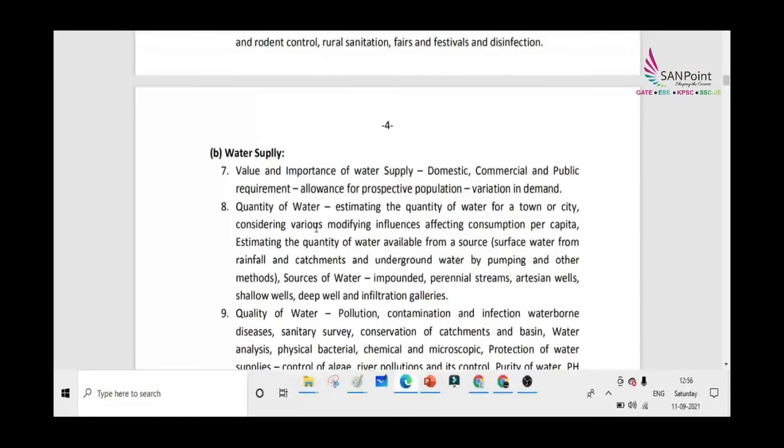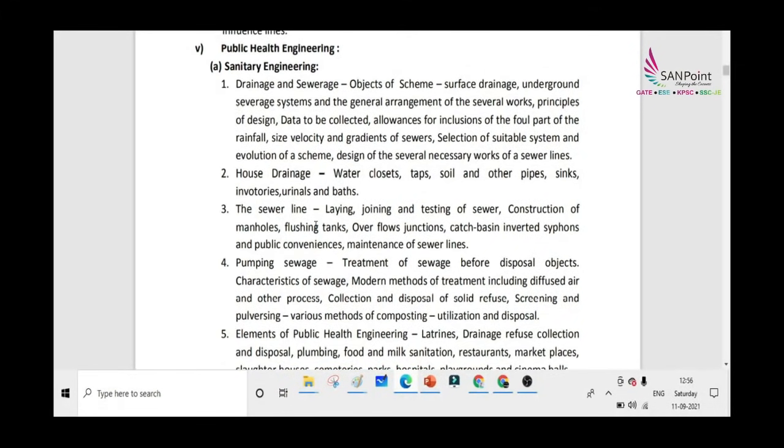Okay, so they will ask completely about water supply. And here is your wastewater engineering. So here also, collection of the waste.